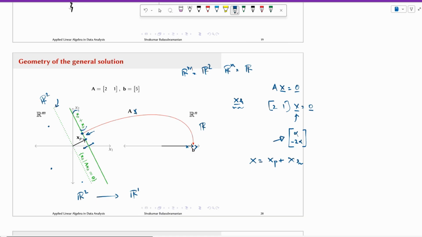So what I'm saying is, if in the input space you move parallel to the homogeneous solution, B will not change. If you move even by a little amount in a direction perpendicular to the homogeneous solution, the value of B will change. So if I move in this direction or in this direction, B will change. As long as I move only in this direction, you will always produce the same B. B does not change.